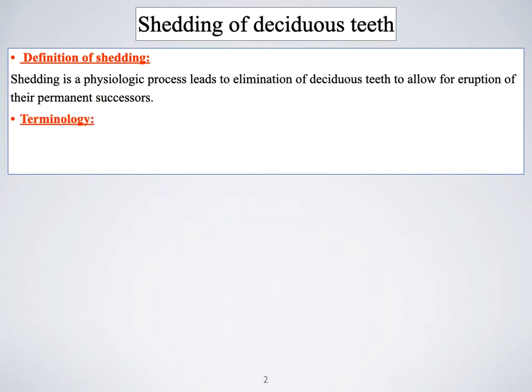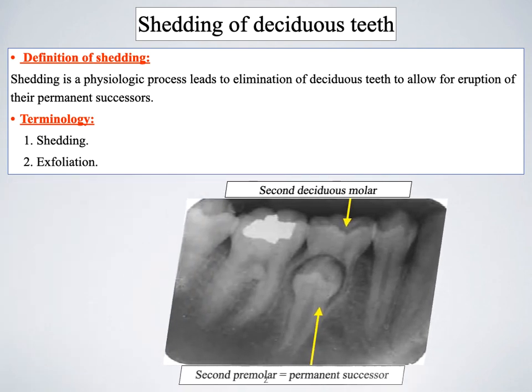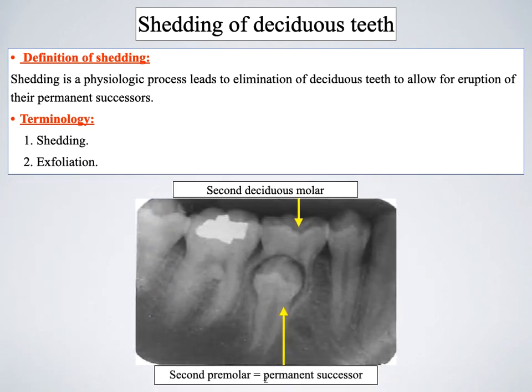Terminology: shedding and exfoliation. This X-ray shows the presence of the permanent successor premolar within the area of divergent root of the deciduous molar. The successor exerts pressure on the deciduous molar, allowing it to be removed.